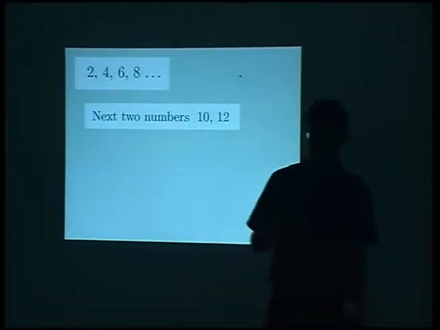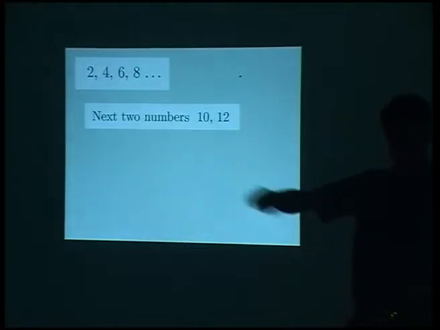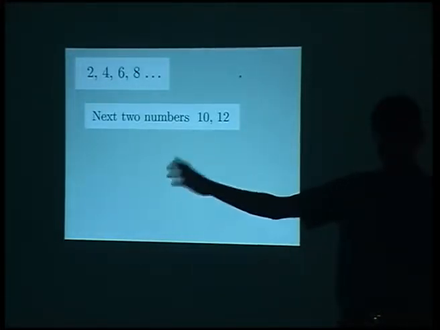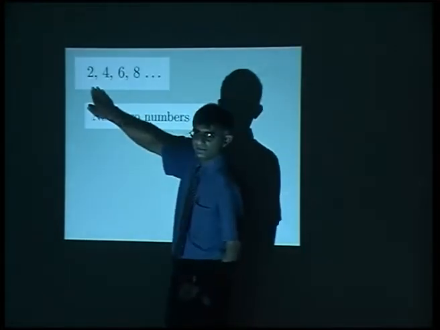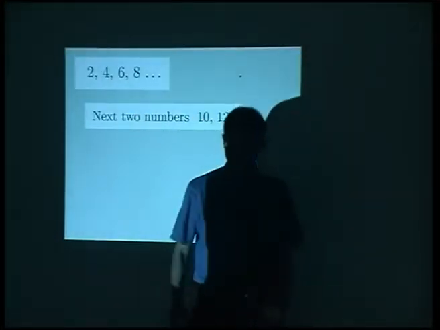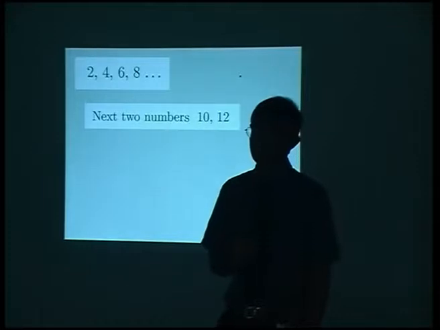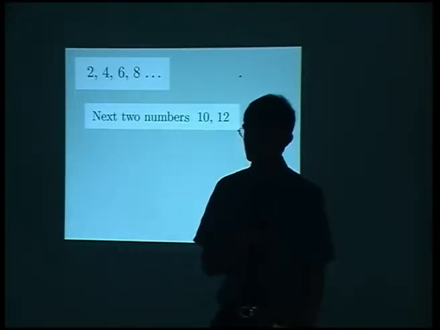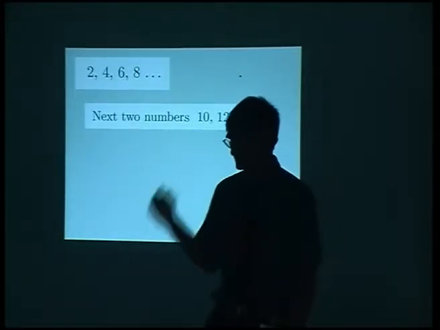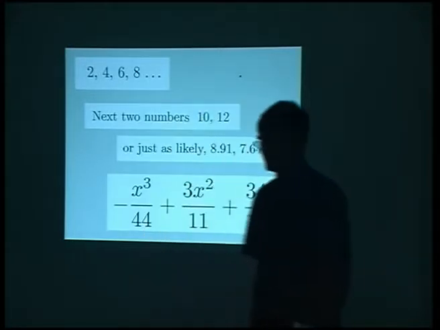Okay. So we've created a model here, which is a linear model which has predicted the next two numbers, and we regard this as our experimental data. But I can find another equation which will exactly represent 2, 4, 6, and 8, but give me different answers here. And that equation is here.